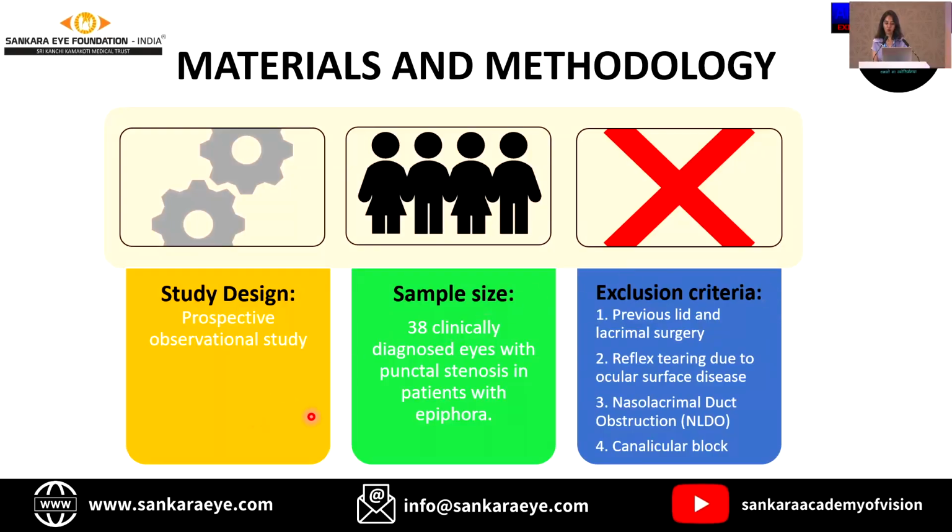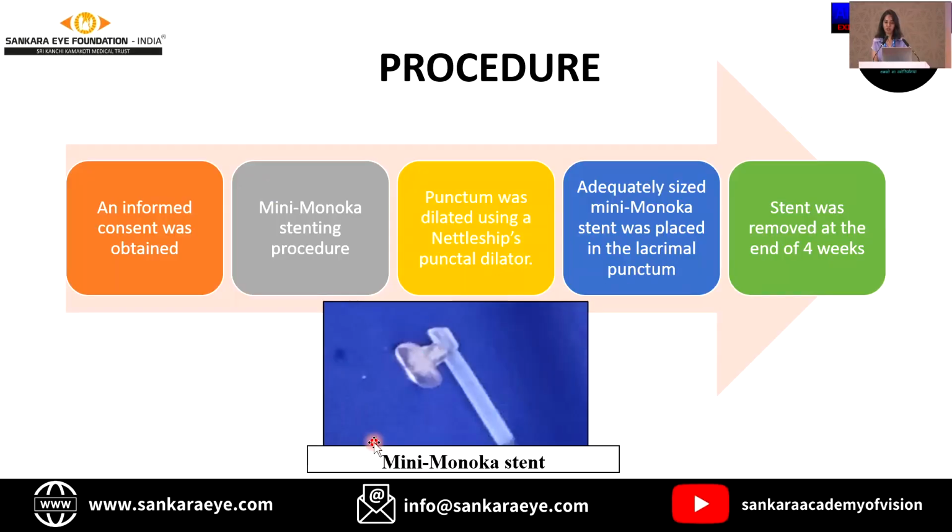It was a prospective observational study with 38 clinically diagnosed eyes with punctal stenosis and complaints of epiphora. Patients with causes of epiphora other than punctal stenosis were excluded. First, informed consent was taken. Thereafter, a mini Monoka stenting procedure was performed, for which the punctum was first dilated using a Nettleship's punctal dilator, and an adequately sized mini Monoka stent was placed in the lacrimal punctum. The stent was removed at the end of 4 weeks for all patients.